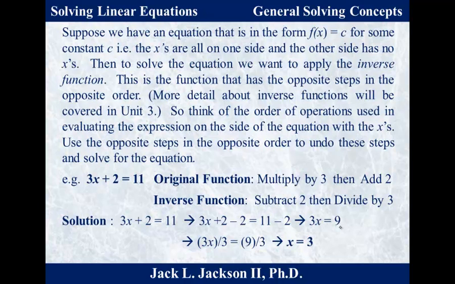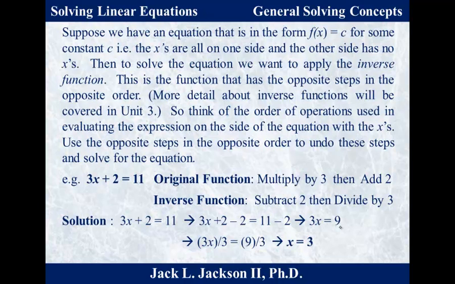Let's illustrate this in an example. It'll make more sense, I think. So if we have the equation 3x plus 2 equals 11, think of just the left side. If you were to plug in an x and evaluate, what are you doing? You're going to multiply by 3 and then add 2. 2 steps. Well, the inverse is to do it backwards. We undo the addition by subtracting 2, then we undo the multiplication by dividing by 3. Notice it's the opposite steps in the opposite order. That tells us exactly what to do to solve the equation.